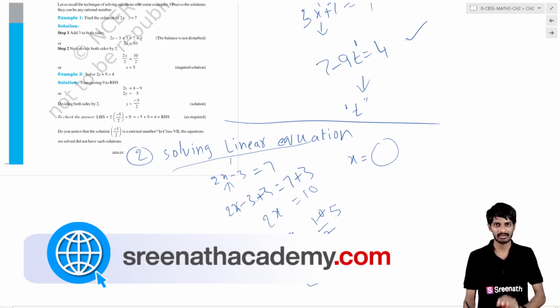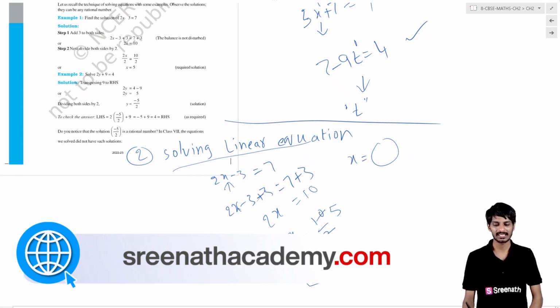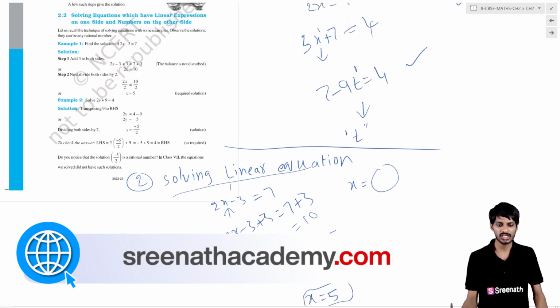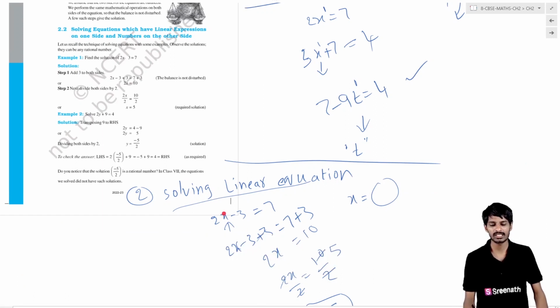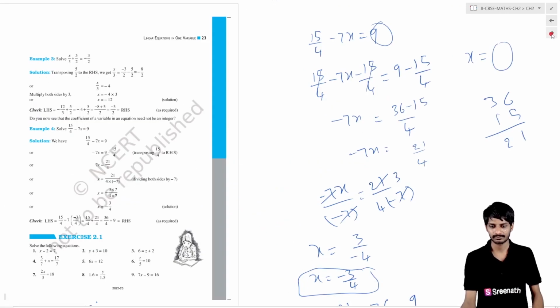Finally our main aim is to have x on one side, that is x equal to something on one side and the remaining value on the other side. So that's why you get the answer x equal to 5. If you want to check the answer, you can simply substitute the x value in this equation. You will get some value. That value must be equal to the value on the right side, then our answer is right. So in this way you can solve linear equations with the variable on one side.